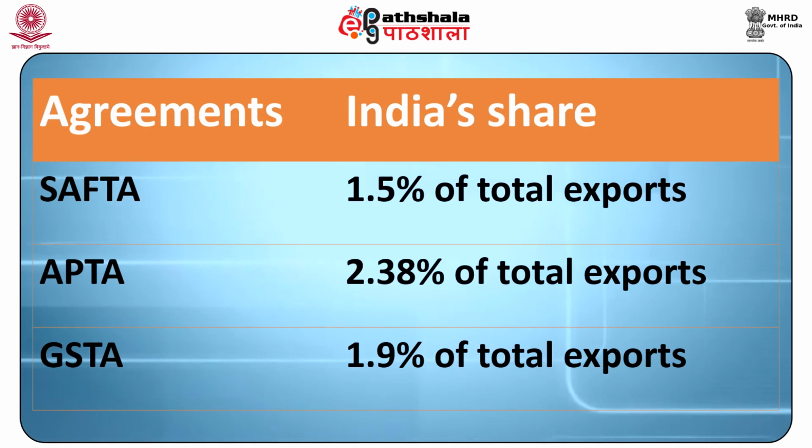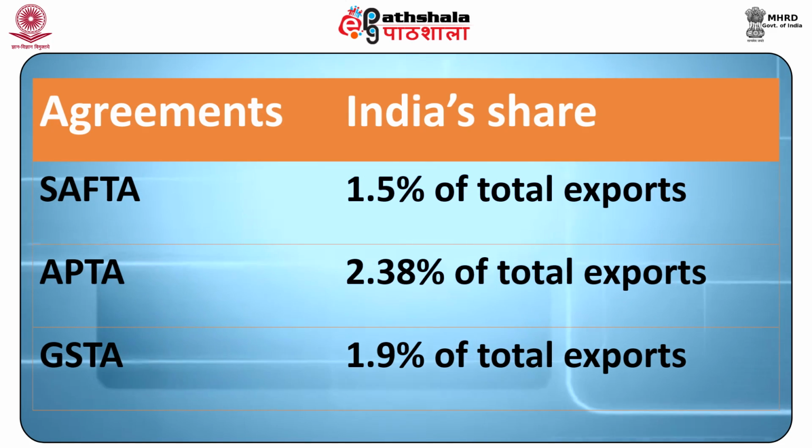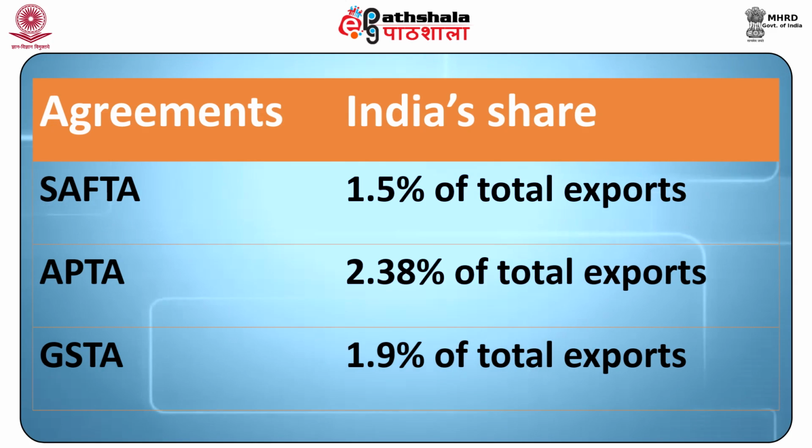It has been observed that India's export to members of SAFTA, APTA, GSTP forms 1.5%, 2.38% and 1.9% of the total exports in 2012, establishing APTA as the most important group among the three. Focusing on the annual growth of India's export with respect to these trade groups over the period of 2000 to 2012, India's exports to SAFTA members declined at the rate of 3.4%, implying weaker trade integration in the South Asian region.